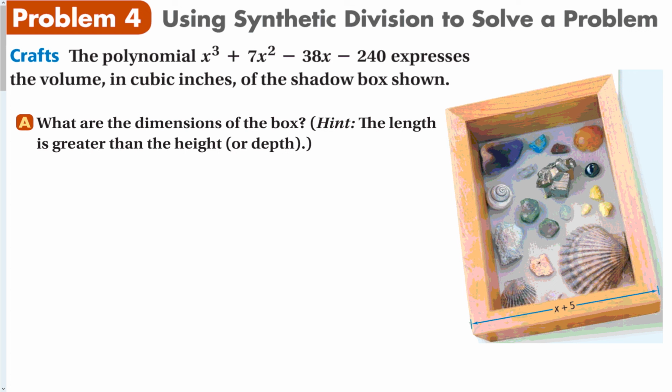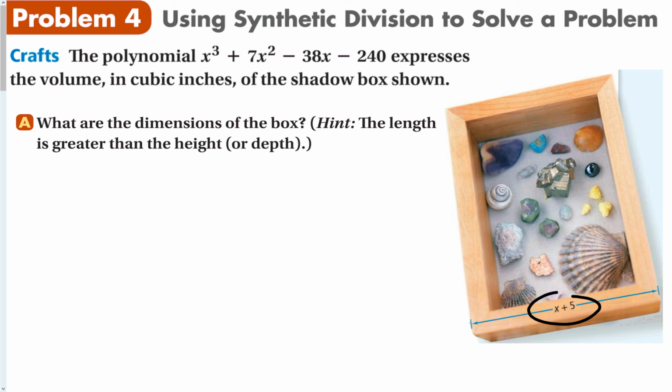Let's try another problem. Weird word problem, but not really too bad here. The polynomial x to the third, blah, blah, blah, expresses the volume in cubic inches of the shadow box shown. What are the dimensions of the box? Here is the width. So all I have to do, if the volume is this thing, is divide out one side and see what's left over.